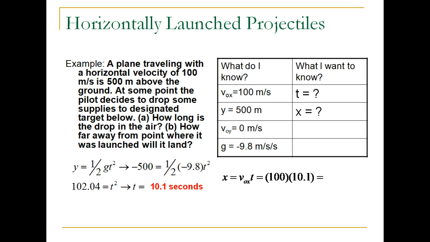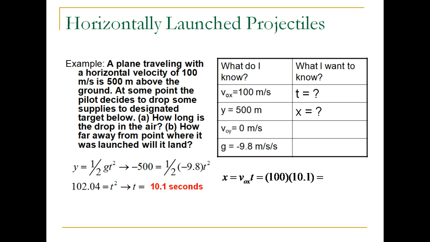So I take my equation, y is equal to 1/2 gravity times time squared. I plug in my numbers: negative 500, because it's falling to the ground, is equal to 1/2 times gravity, which is negative 9.8, times time squared. When I do the math, 1/2 times negative 9.8 gives me negative 4.9, and I divide negative 500 by negative 4.9. That gives me 102.04 equals time squared, but I want to know time, so I'll take the square root of it, and that gives me 10.1 seconds.